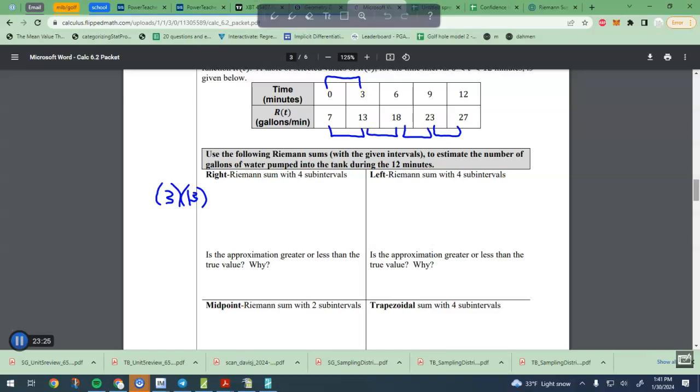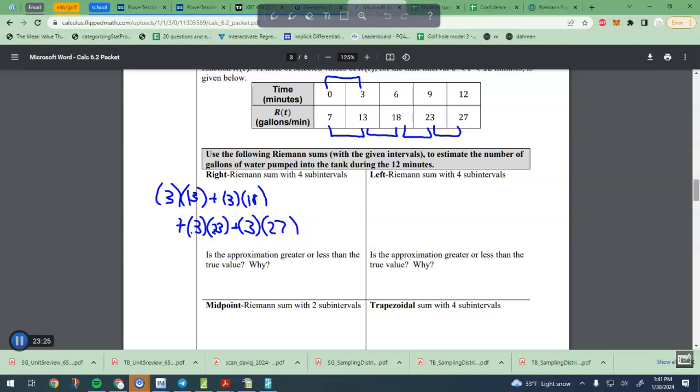What's that? The 7. These all matter because I need to know how far apart they are from my base. This just can't be, I just meant for this question. But for the right hand one only, that can never be the right hand side of anything. So that just will not matter. So this would be 3 times 13 plus 3 times 18, because that's on the right hand side of this interval, plus 3 times 3 plus 3 times 27.